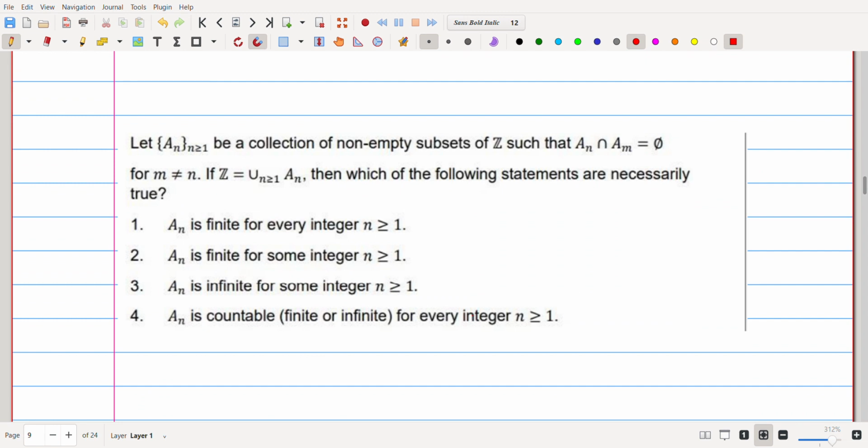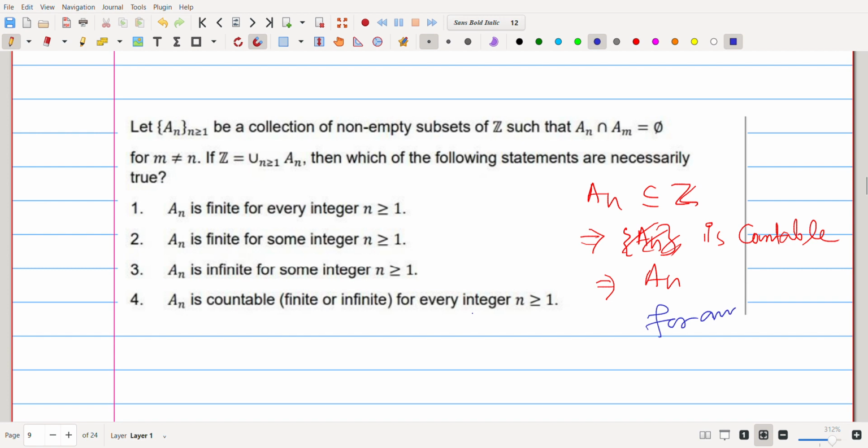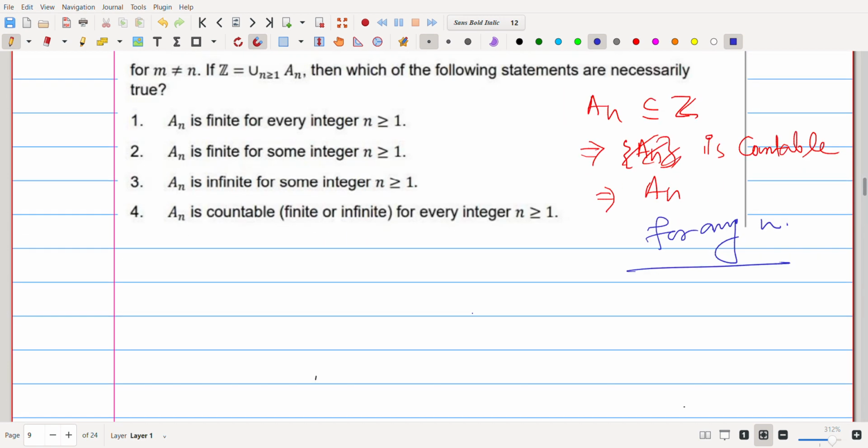So An be a collection of non-empty subsets of Z such that An intersection Am is empty and Z is the union of An. So since An is a subset of Z, this will imply An is countable, for any n. For any n, An is countable. Hence the fourth one is definitely correct.